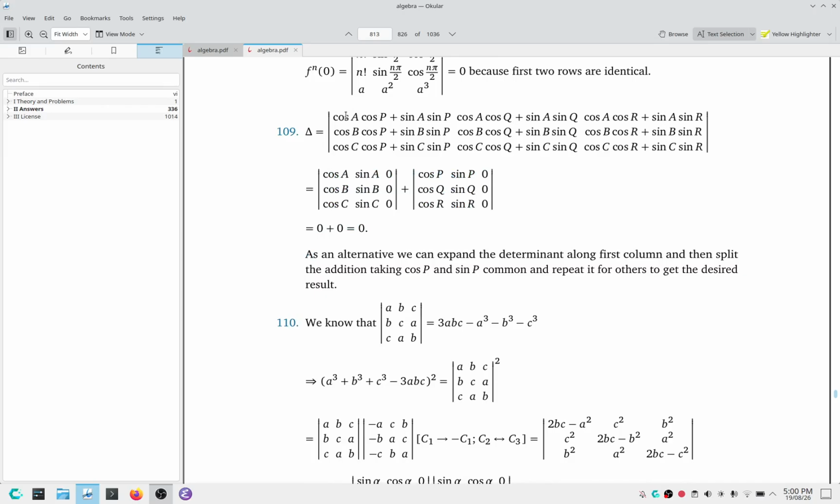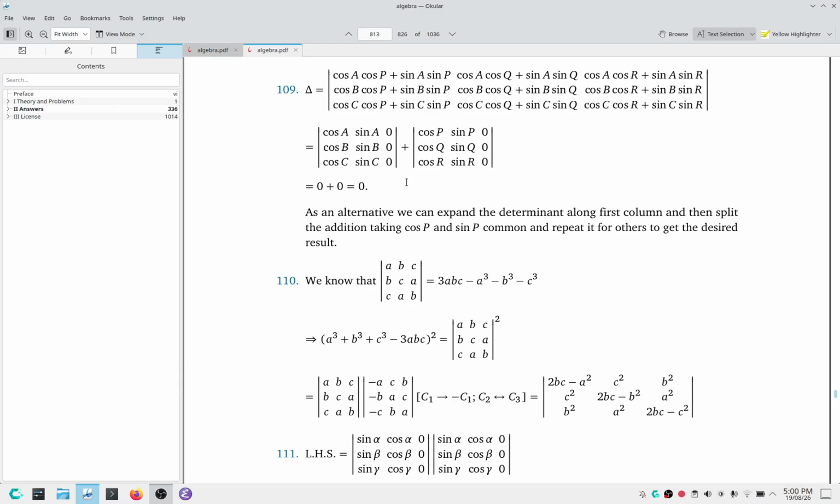Okay. So you will see cos A, cos B, cos C will come into one determinant. What I will do is I will split this determinant and I'll show you probably in the next video. Okay, 109 number, this we have to show in the next video. I'll remember it.